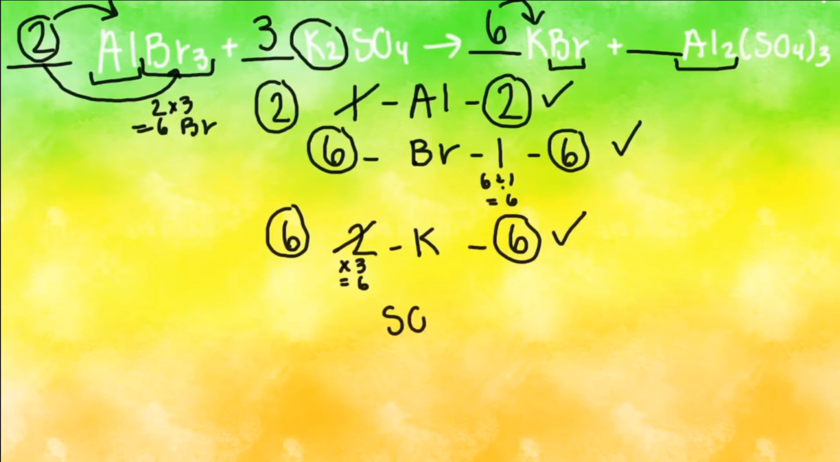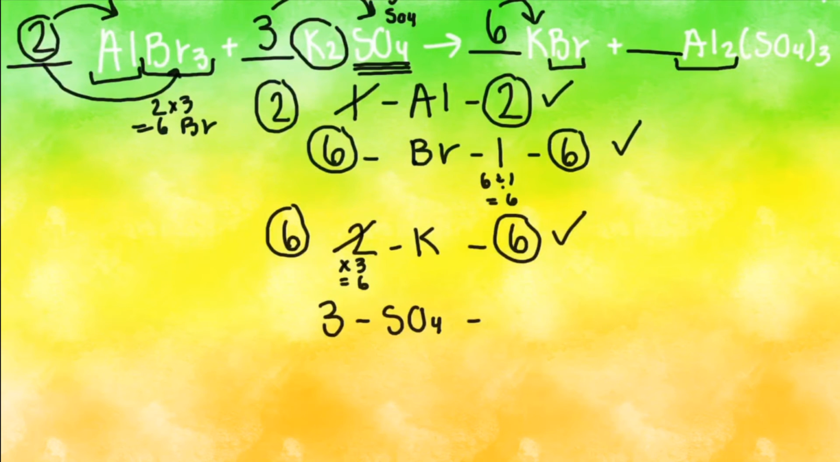Now on to the next one, SO4. If you look on the left side, you see SO4. But do not forget the 3 as a coefficient. You multiply the 3, meaning there are 3 atoms, or molecules, I should say, of SO4. And on the right side, you have the little subscript 3, so now our equation is balanced.